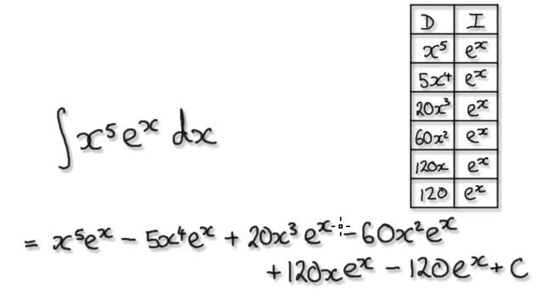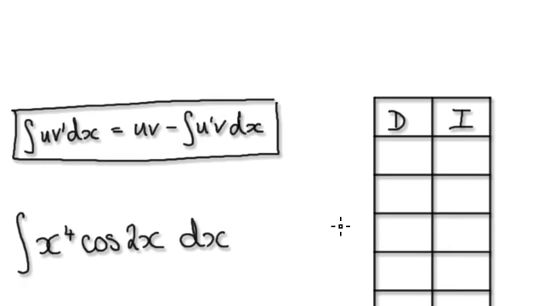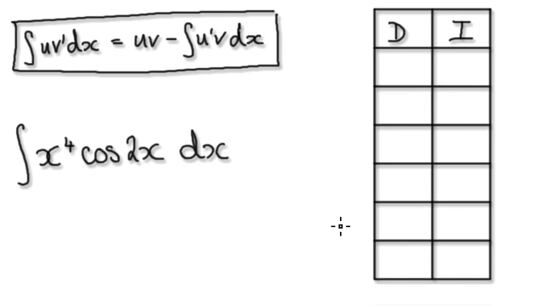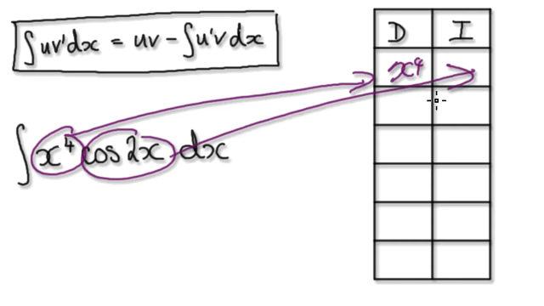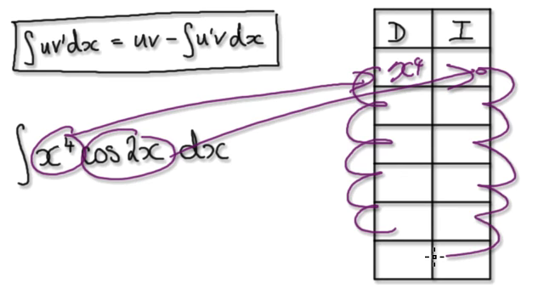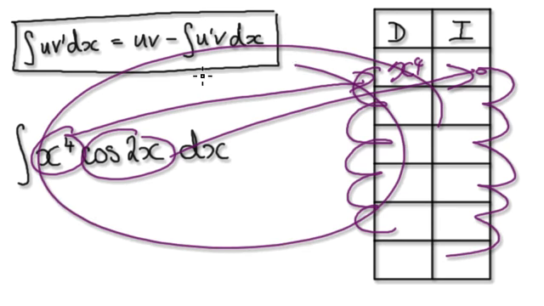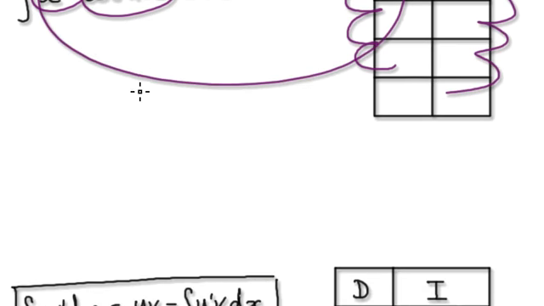Okay, so next one here. So use the same process, integrate this. So press pause and have a go. Okay, so to do this, we would put this into here, x to the power 4, and then put this into here. So then differentiate each step of the way. Here, integrate each step of the way. So this whole thing here will then become this.